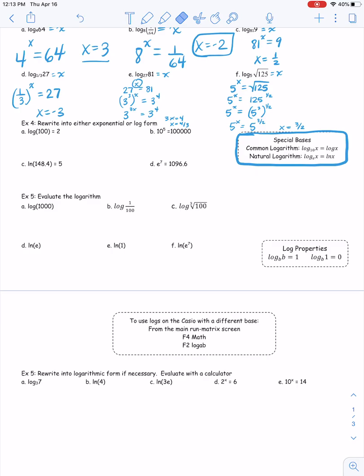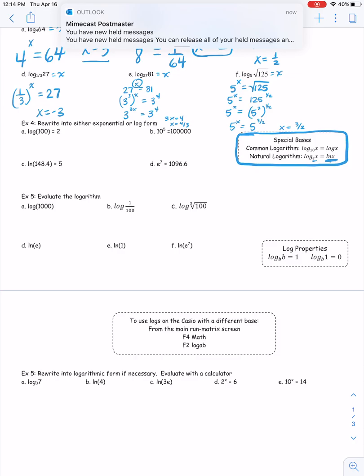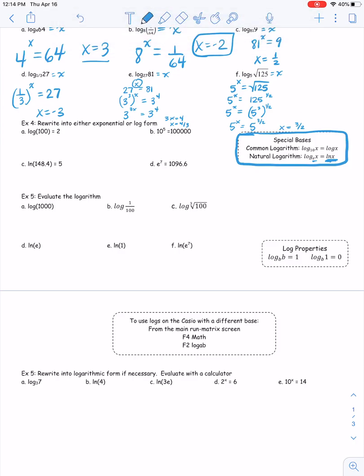The natural logarithm has that special base of e. Remember that number we talked about in our exponentials? e is approximately 2.718, the number that's used in compound interest or continuously compounded interest. So a natural logarithm, which we denote by ln instead of log, has a base of e. We're going to use that in these examples.